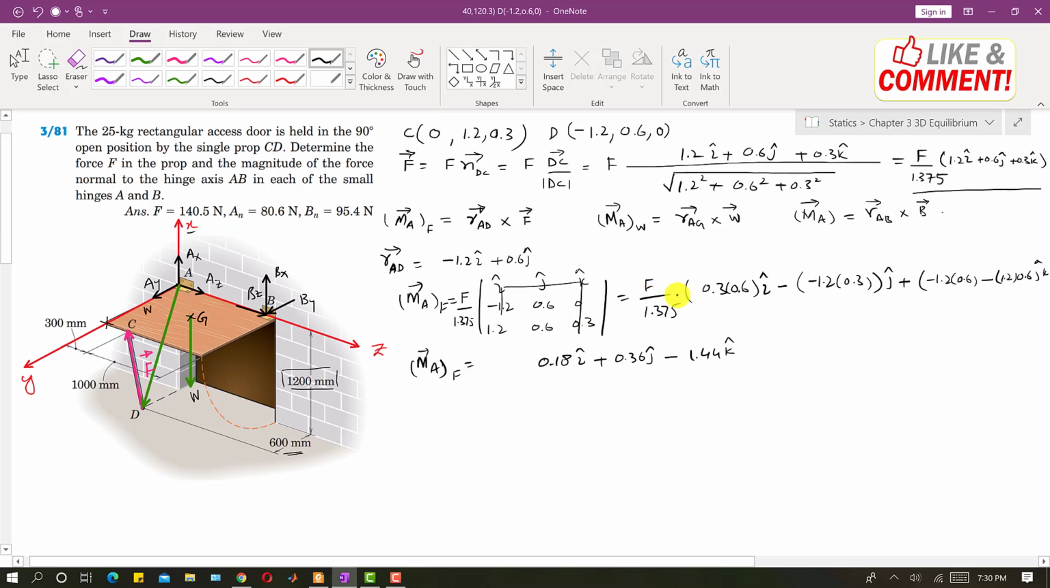So the moment at A due to this force F is equal to this, and then we will multiply it by this fraction, right? So this is F divided by 1.375, right? So this is the moment at A due to force F. Then we will find the moment at A due to the weight.